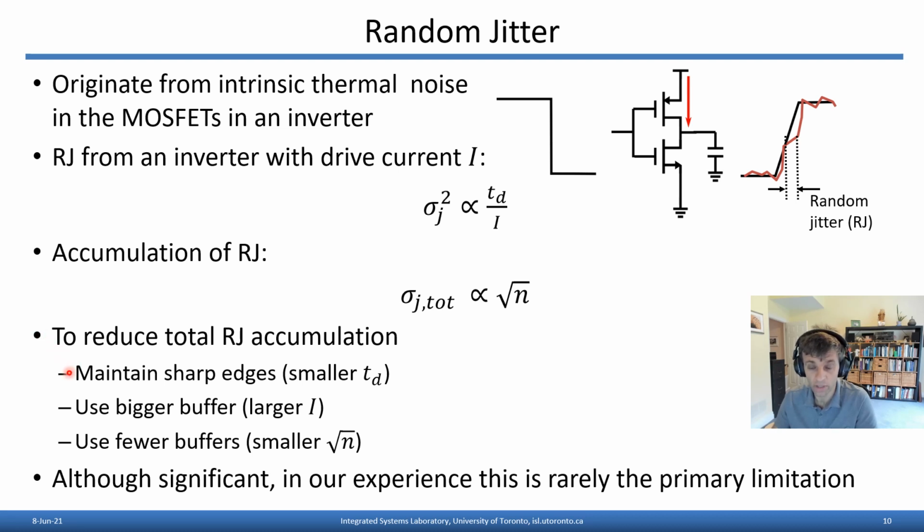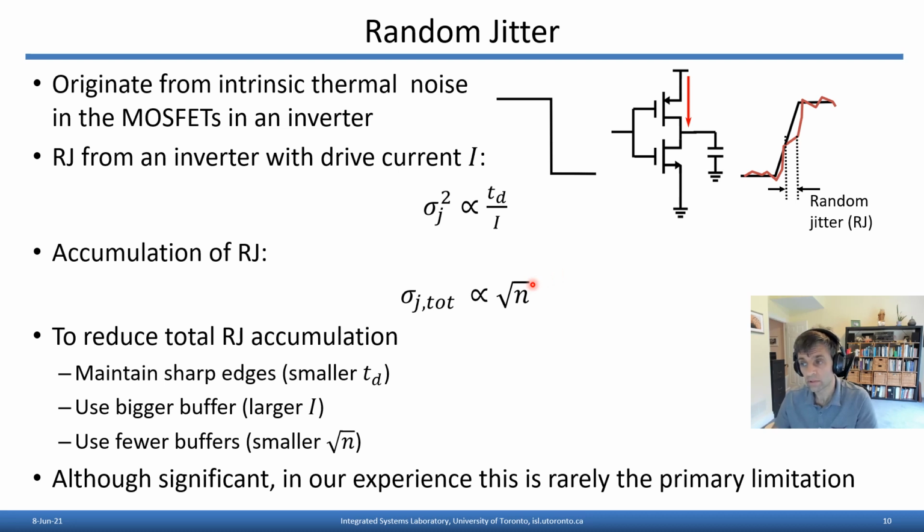We want to maintain sharp edges. That's going to give us a smaller TD. And we're going to want to use bigger buffers. Larger I is going to give us less RJ introduced by each buffer. That's going to cost us more power, of course. And we're going to want to use fewer buffers. That's going to reduce the number N of buffers along which the RJ can accumulate.